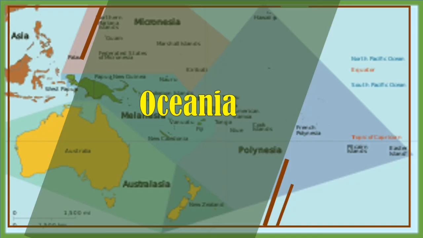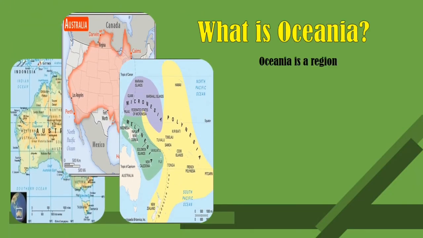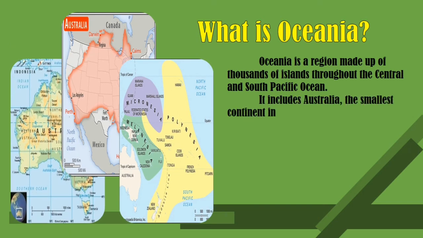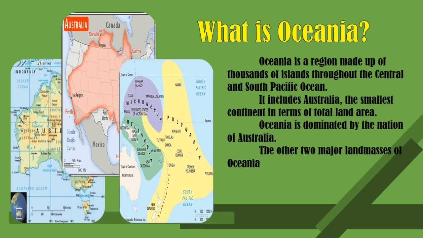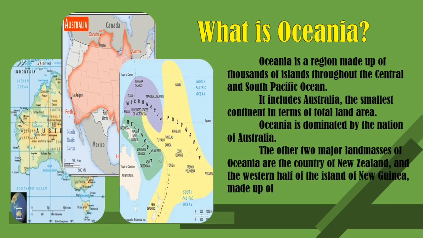Now let's move on to Oceania. So what is Oceania? Oceania is a region made up of thousands of islands throughout the Central and South Pacific Ocean. It includes Australia, which is the smallest continent in terms of total land area.